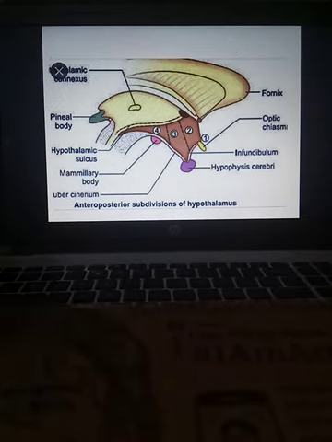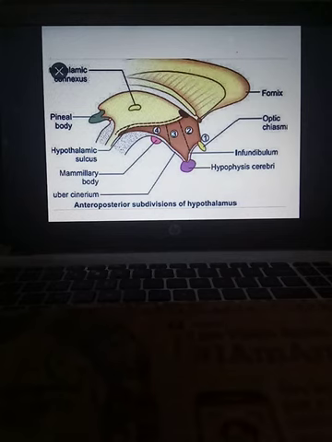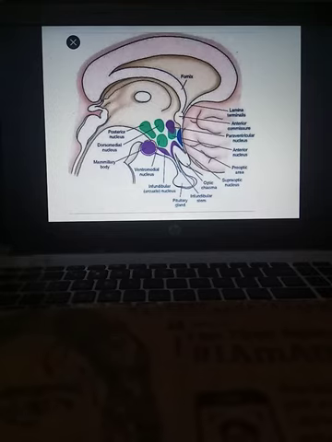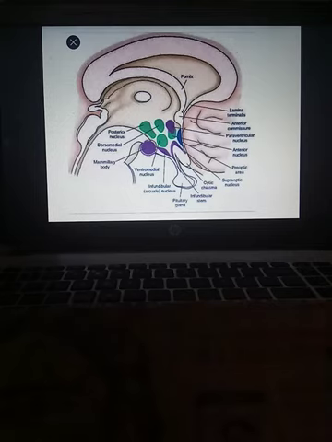Then the subdivisions of your hypothalamus. Your hypothalamus is divided into regions. You have three zones: periventricular, intermediate and lateral. The periventricular and intermediate together are called the medial zone. So you have medial zones and the lateral zones.